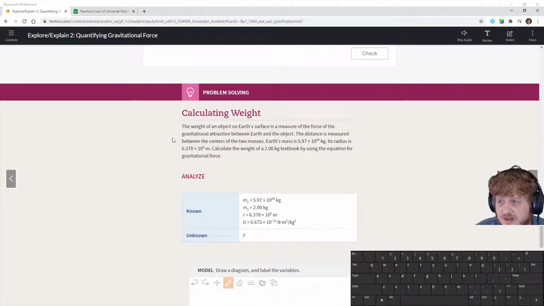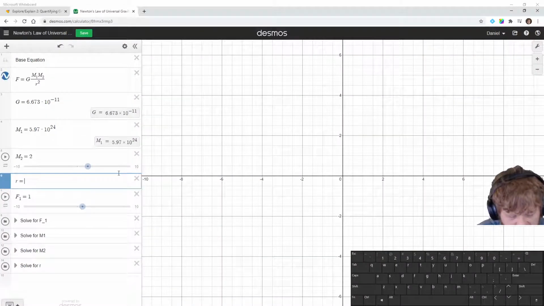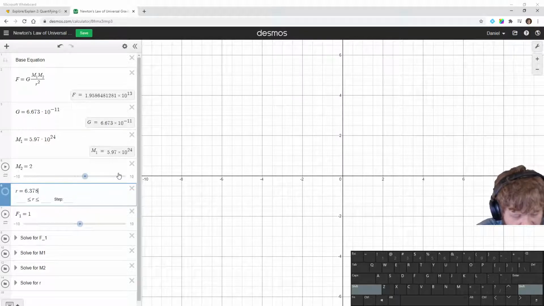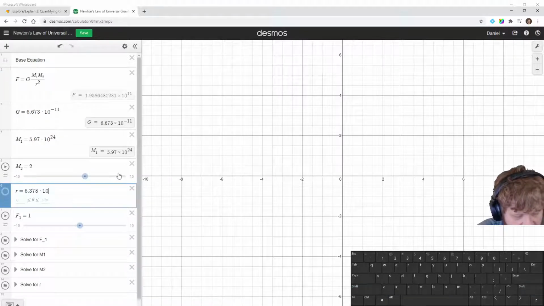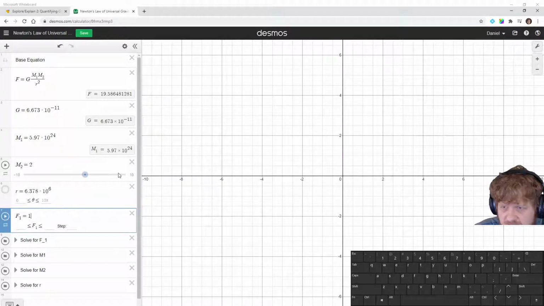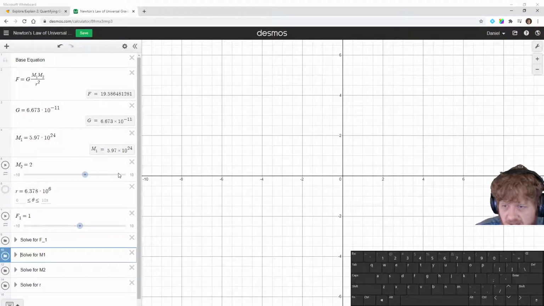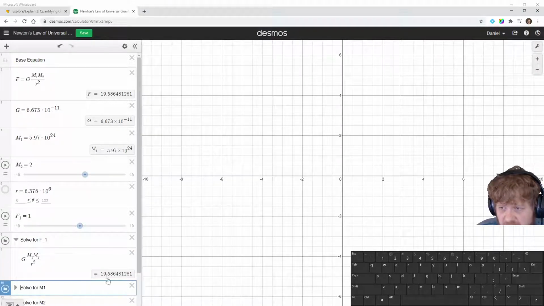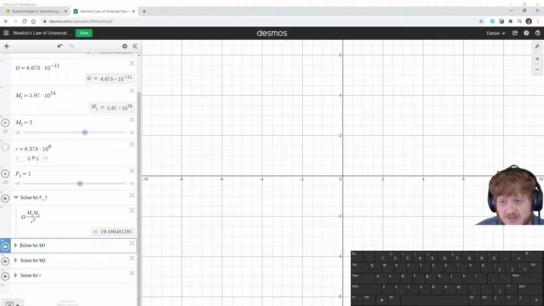And then R, when we hop back, is going to be the radius of the Earth, which is 6.378 times, so shift 8 again, 10, and then shift caret to the 6. And so when we calculate that out, to solve for F1, we end up with 19.58648, which also appears up here if you're just trying to solve for force, but it's good to remind ourselves of the base equation up here and separate it out so we can solve for those.